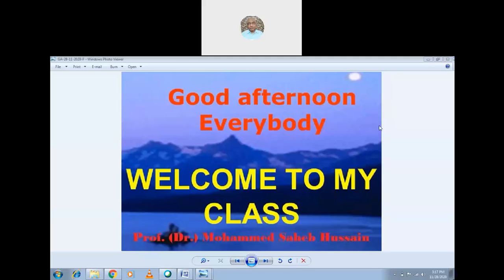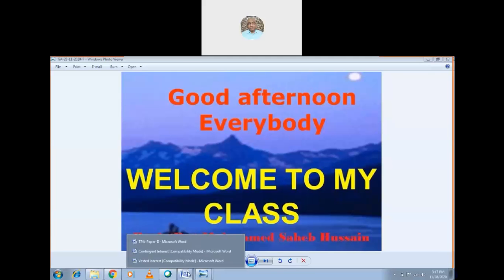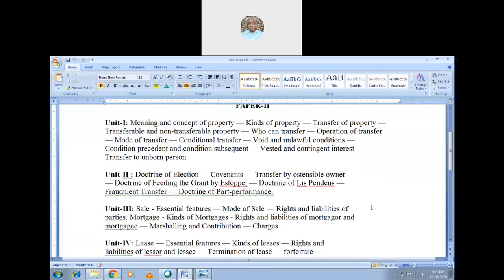Yes, very good. We are dealing with, as per the syllabus, in the last class, up to void and unlawful conditions. In the class before that we dealt with the condition precedent and the condition subsequent. In this class we are going to study the vested and contingent interest. What is the vested interest and what is the contingent interest as per the sections of the Transfer of Property Act? Let us see.